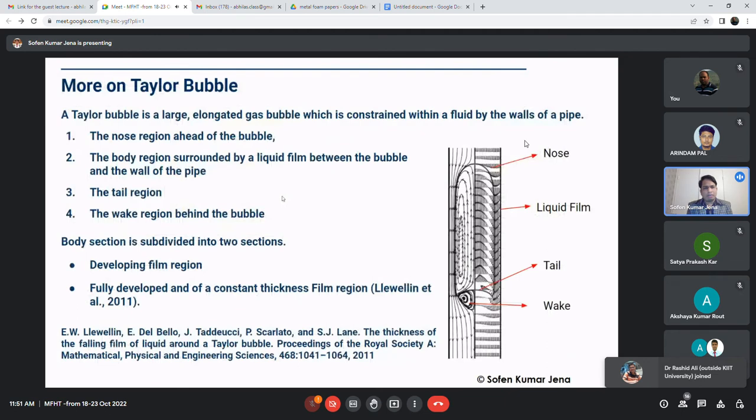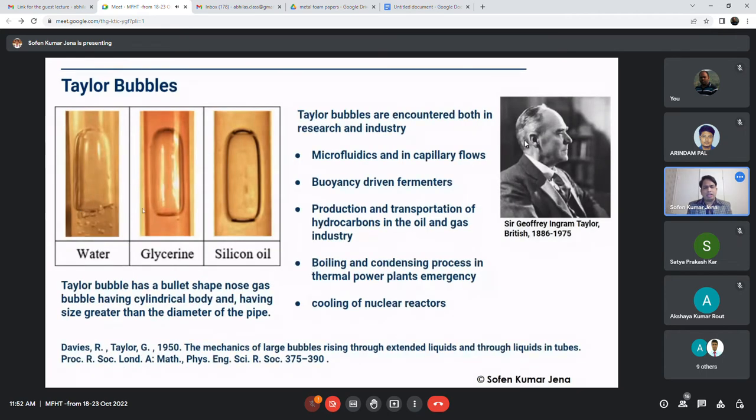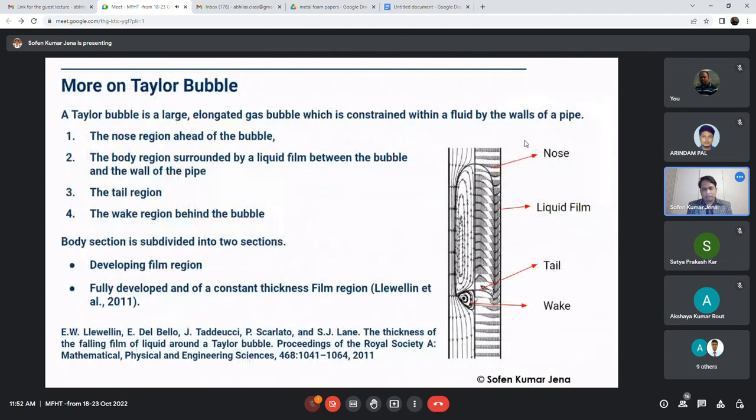So now understand more on the Taylor bubble. As we said, it's a bullet-shaped thing. So the Taylor bubble has different parts. The topmost thing is called the nose part of the Taylor bubble, right? So when the Taylor bubble moves, it is a packet of gas that moves. Around the Taylor bubble, there is a liquid film formed adjacent to the wall, right? This Taylor bubble has a tail also. If you look at the experiment, there is a tail in the Taylor bubble. Beside the tail, there is a wake region that forms, okay?